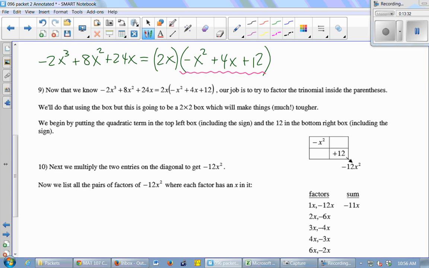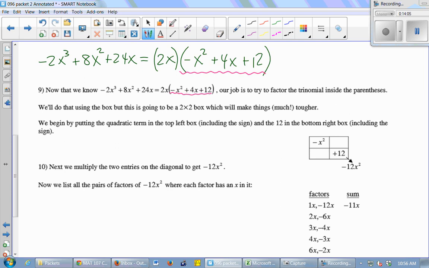Okay, so we begin by putting the quadratic term in the upper left. So I made a 2x2 box, and this is the thing I'm trying to factor. My quadratic term, that's the x squared, goes in the upper left, negative x squared. And then you put the constant term, just the plain old number, in the lower right, the 12. What do you get when you multiply negative x squared times 12? Negative 12x squared. I wrote that right here. That's the product of the diagonal. Okay. So we multiply those two together and we get negative 12x squared.